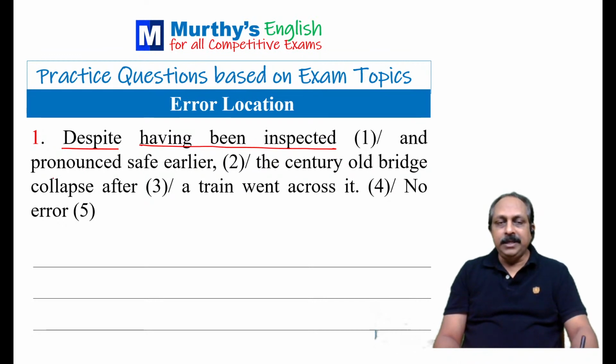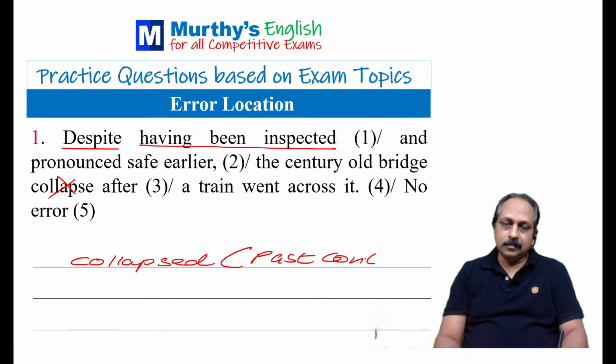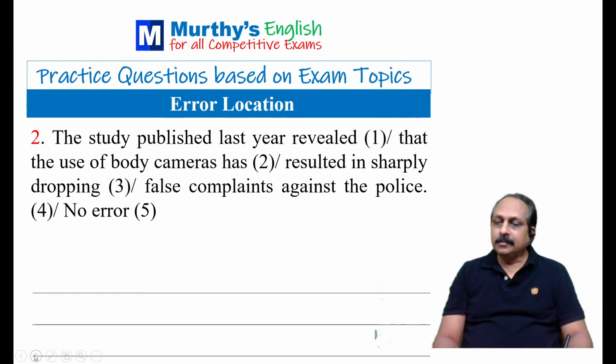The century old bridge. Here the context talks about past. Based on that, we cannot say collapse. We have to say collapsed after a train went across it. Collapsed. That is the right word. And context is past context. We cannot use a verb in present form. I think almost all the students have got it right. That's wonderful. Please go to the next question.